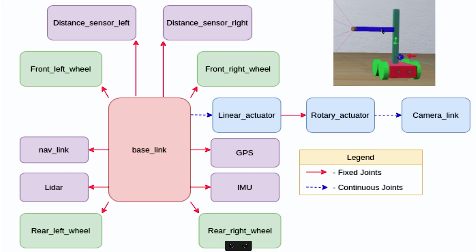Now moving on to the linear actuator. As you just saw, the linear actuator can move up and down. Hence, it is connected using a continuous joint, to which we connected a rotary actuator which is a fixed joint, and on the rotary actuator we have a camera which moves, and hence it is connected using a continuous joint. Do note here that if the wheel was being used for odometry purposes, we would have had another continuous joint here for the odometry link.